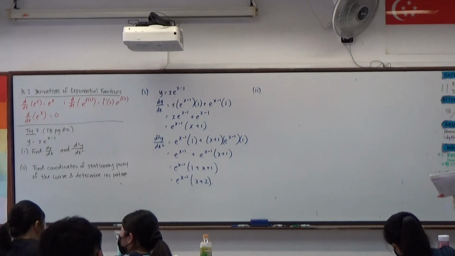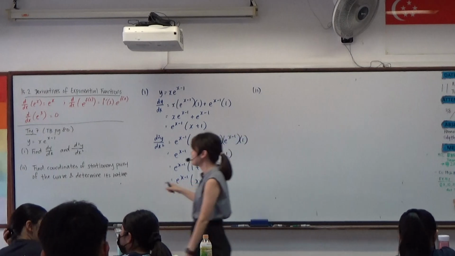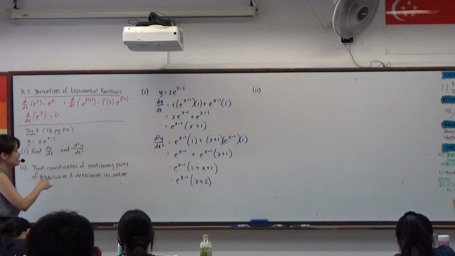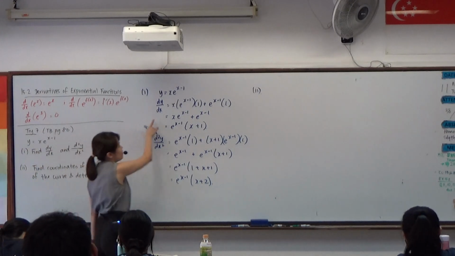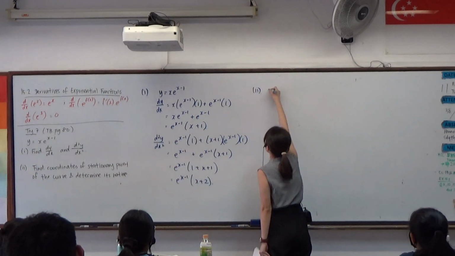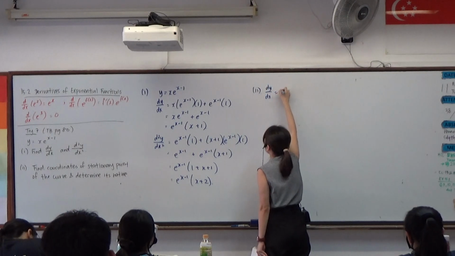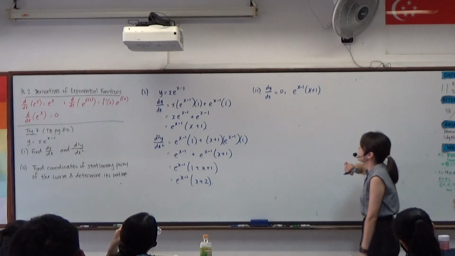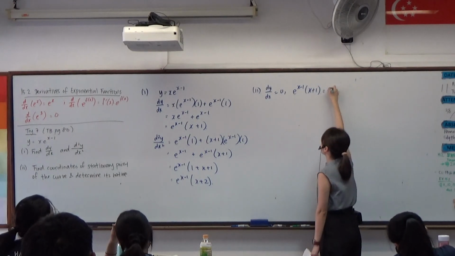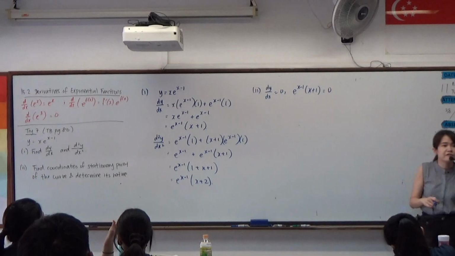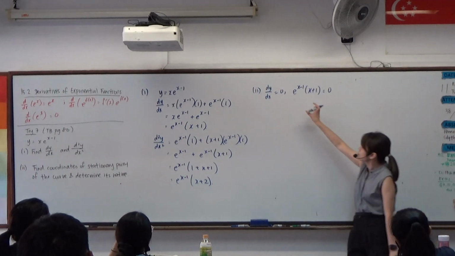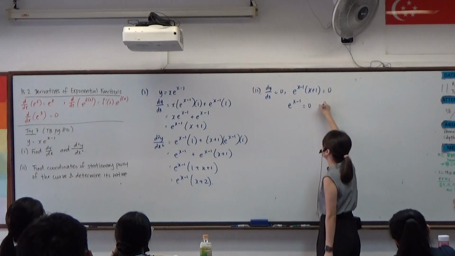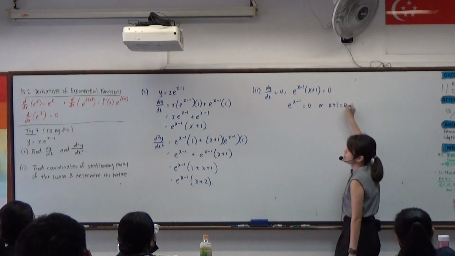Alright, part 2. Part 2 itself, we want to find the coordinates of the stationary point of the curve and determine its nature. So for a stationary point, we know that dy over dx must equal 0. So we will do that where we let e to the power x minus 1 times x plus 1 equal 0. Then we go about solving, so that is your zero product rule. These are two things multiplying. It will mean that this thing must equal 0, or else x plus 1 equals 0.